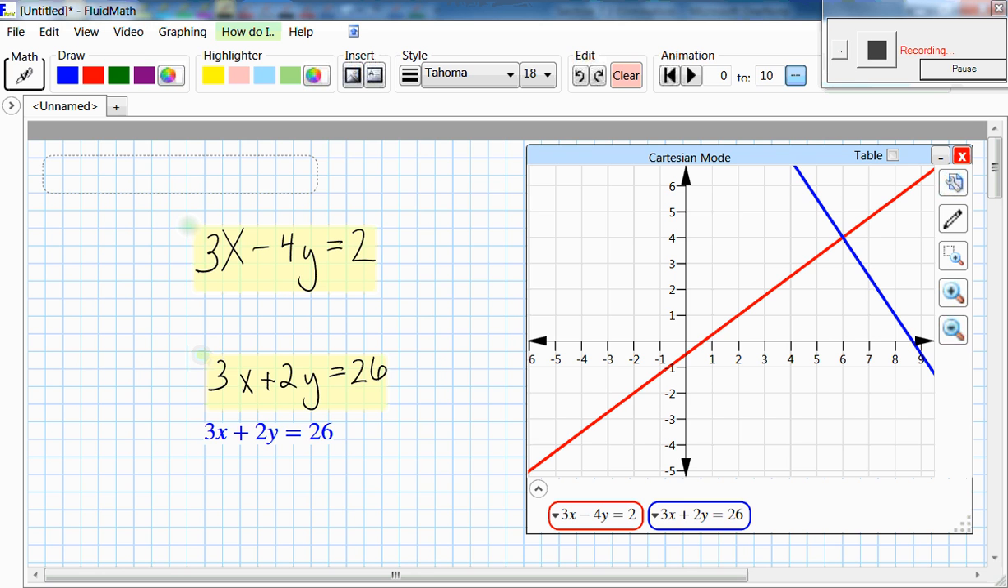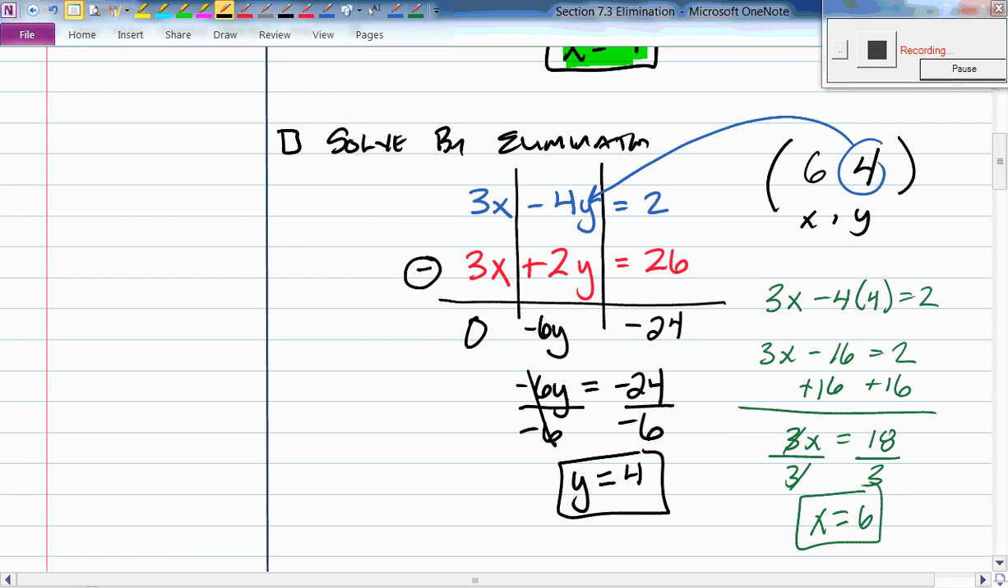All right, here we go. There we go. Hey, where do those two lines cross? 6, 4. That's the solution to our system. We go back over here. What was our answer? 6, 4. Did we do it right? We did it right.